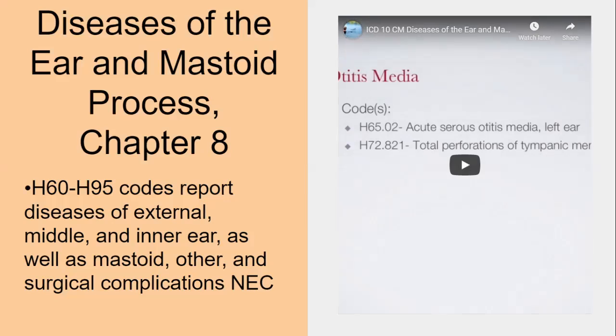Disease of the ear and mastoid process, Chapter 8. H60 through H95 codes report disease of the external, middle, and inner ear, as well as mastoid, other, and surgical complications not elsewhere classified. Again, you guys can see that I have another video over here. It's the ICD-10 boot camp.